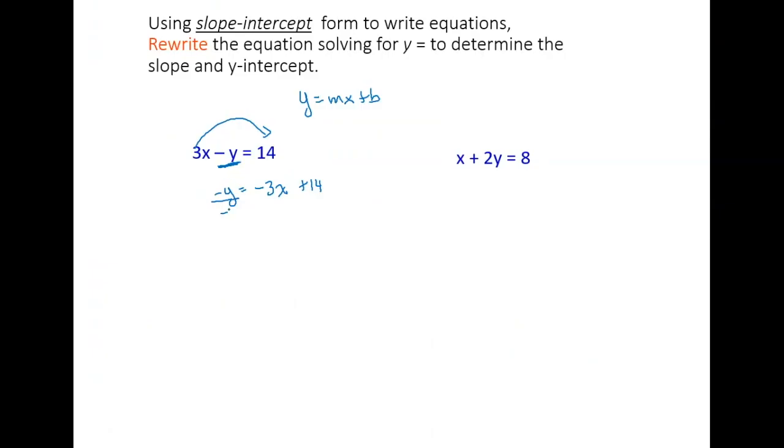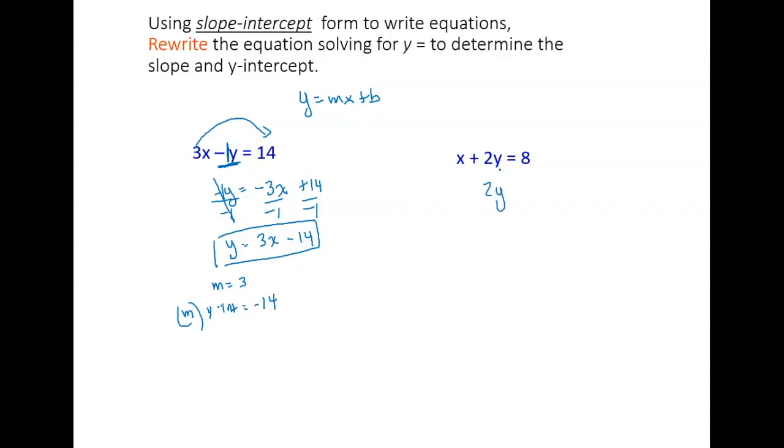Now I can't have a negative y, so I'm going to divide every term by negative 1 to get rid of it, because it's like having a negative 1 there, right? It's assumed that there's a 1 here. Mathematicians are lazy. So then we get negative 3 divided by negative 1 is 3, just positive 3x. Positive 14 divided by negative 1 becomes minus 14. So this is my slope-intercept form. So that means my slope is 3, and my y-intercept is negative 14. So I had to rearrange to find that. You could also say just m is 14.